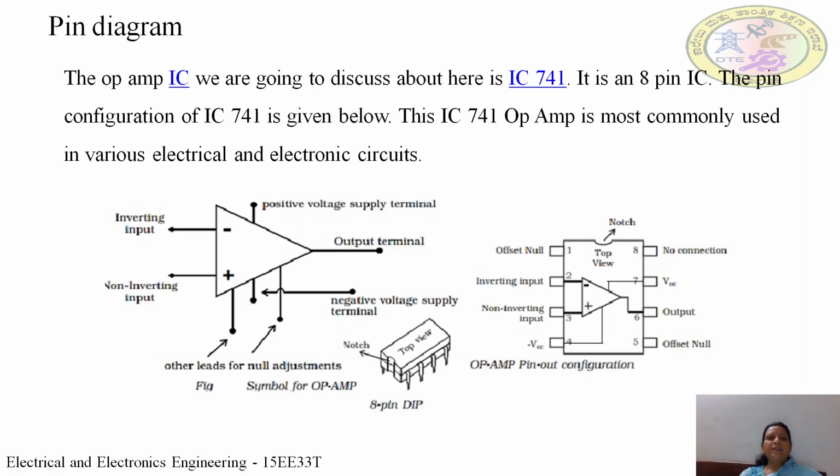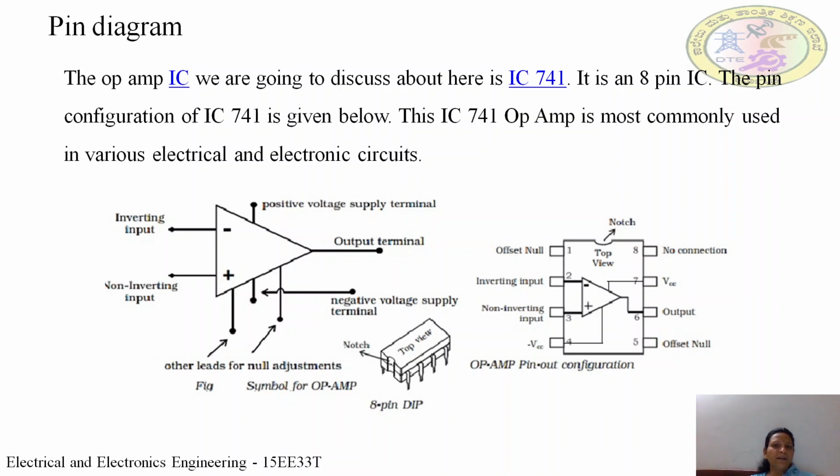Now let's consider the pin diagram of the operational amplifier. So here the IC that we have considered is 741, which is very widely used in all sorts of electrical and electronic applications. It is an 8-pin IC. IC 741 op-amp, it is an 8-pin IC. The pin configuration of IC 741 is given below.